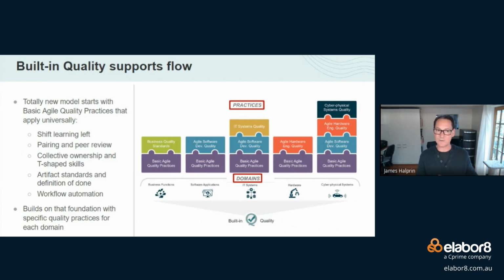And absolutely, there are still basic agile quality practices that can be applied to all domains. But if we look a little bit deeper in each of the domains, there are some practices that are more specific to that domain. So for example, if you're a business area, as opposed to a software team, as opposed to a hardware team, as opposed to a team that's building cyber physical systems, then there are going to be some differences in these domains. And this graphic does a really nice job of explaining how you would add these pieces to work out what are the built-in quality steps that you should really focus on, depending on the domain that you're dealing with.